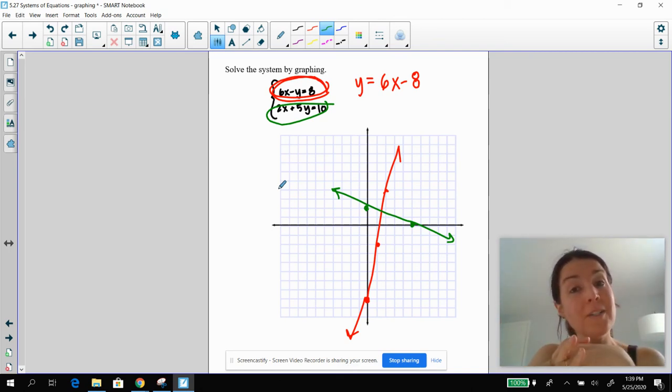So when we are dealing with graphing, though, you will always be given a system where the two lines cross at obvious places. And that's done on purpose.